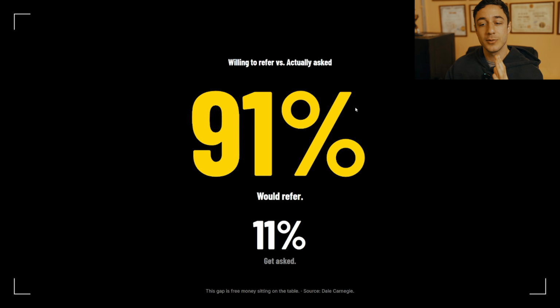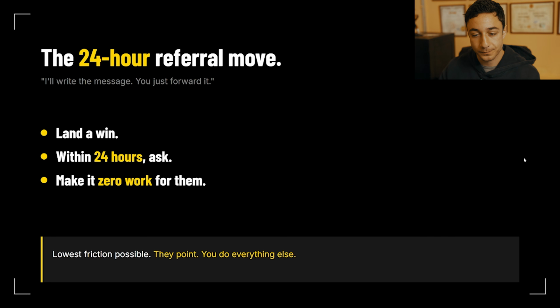Now, when it comes to the ratio of people willing to refer and how many actually get asked, 91% of people are willing to refer you and only 11% get asked. Look at the dichotomy between that. This gap is one of the freest money sitting on the table right now, especially if you already have an existing client. Just ask them to refer you to somebody.